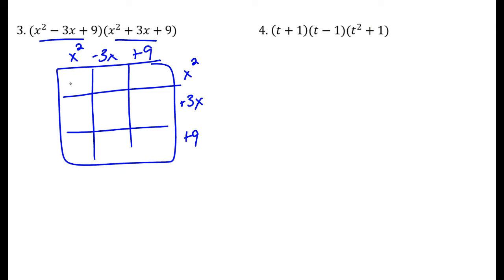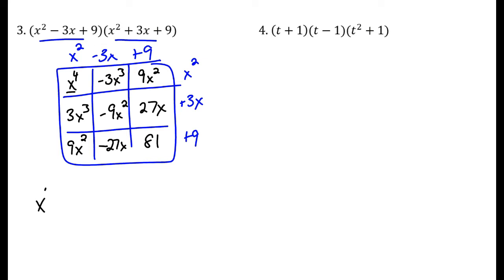Alrighty, x squared times x squared is x to the fourth because remember, exponents are repeated multiplication. X squared times negative 3x is negative 3x cubed, and then 9x squared. Now distribute in the 3x. 3x cubed minus 9x squared, 27x. And finally distribute in the 9. 9x squared minus 27x, 81. So this one's going to be a little bit more work to combine the like terms, but that's okay.